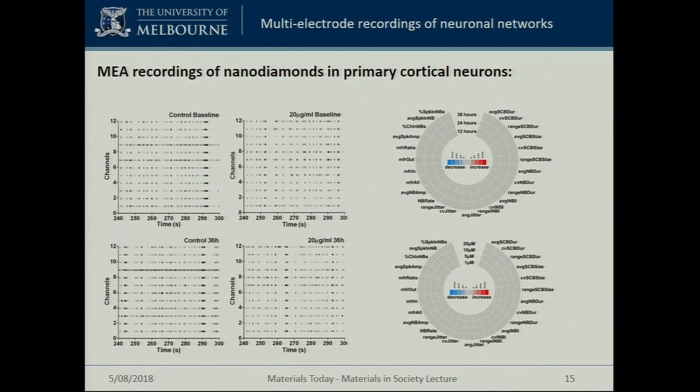So that says that there is good evidence to suggest that there is no neurotoxicity caused by the presence of the diamond, which is an important result if we want to go on and use these for sensors.